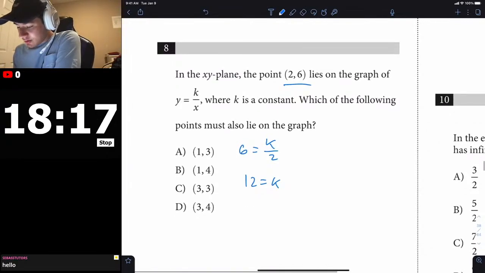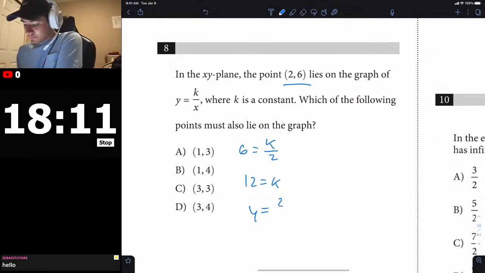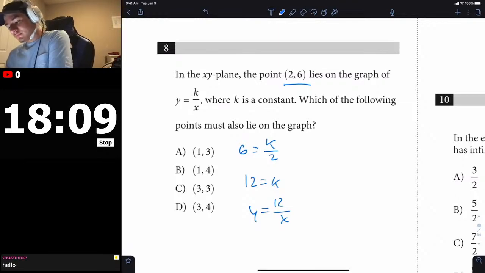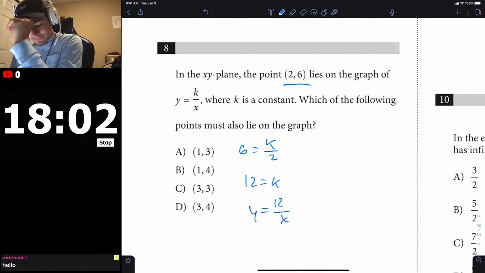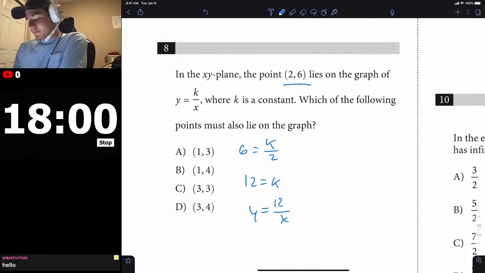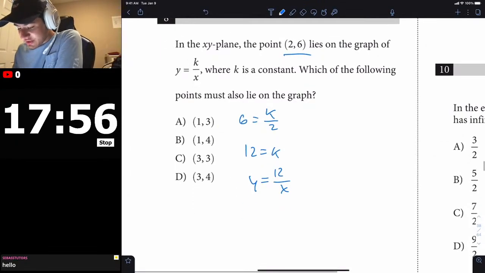Cool. So then I get that the equation of the line is y equals 12 over x. Now it says which of the following points must also lie on the graph. Okay, so that means that a point must satisfy this equation right here. So let's go through each point and see which one satisfies it.